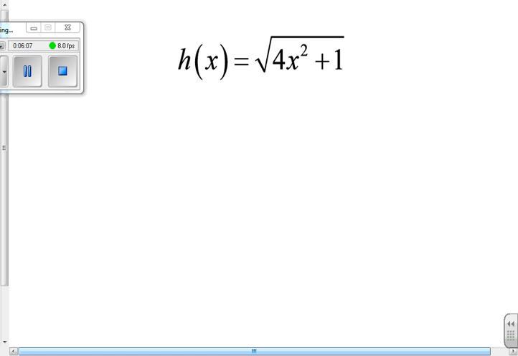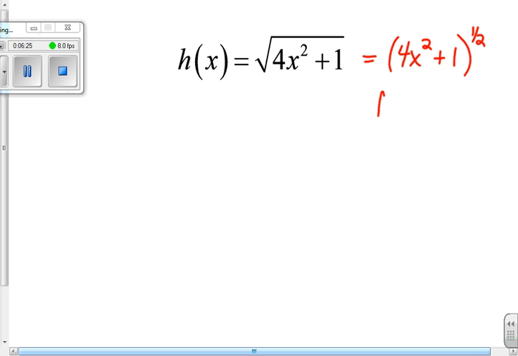Now in this case, we don't take derivatives with a root. What do we do? Well, we change them into a fractional exponent. So I want to think of this as 4x squared plus 1 to the 1/2 power. Now we can see our two functions, hopefully.